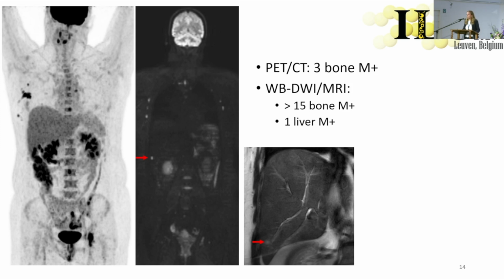Here's an example of a patient that was referred to us who had a PET-CT in a different hospital, and at least the report said that there were only 3 bone metastases and no other metastases at any other site, so it was possibly still in the oligometastatic setting. But then we performed the whole body MRI and we found more than 15 bone metastases, which are not shown on this image, but what we see is that in the liver there's a lesion that is very suspicious of a liver metastasis. So the patient actually progressed on imaging from oligometastatic to diffusely metastasized disease.